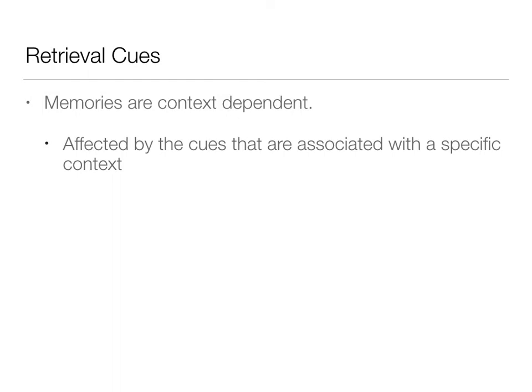Other things that we can use to get memories out, to retrieve information, are the context in which we learn them. So the context in which we learn memories can affect when we can pull them out. And we'll talk about this in another example in a bit. The other thing that's important for retrieval cues is state-dependent memory.